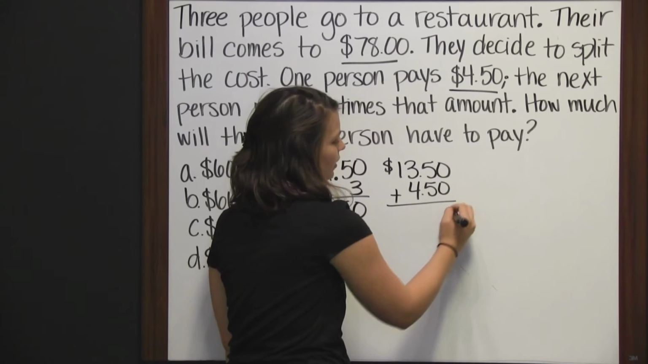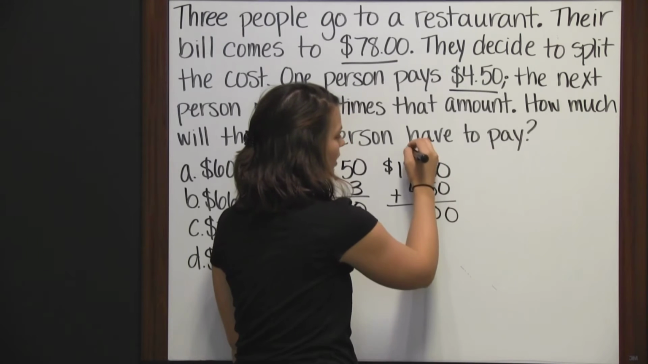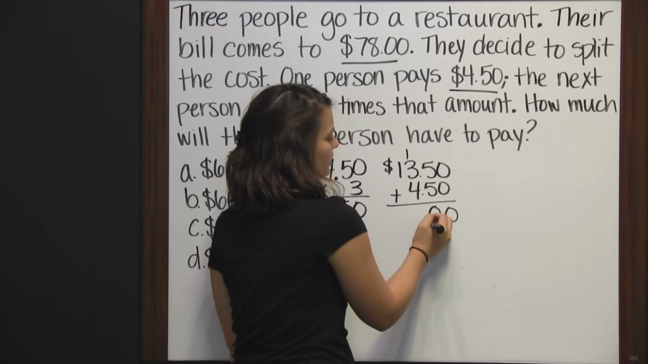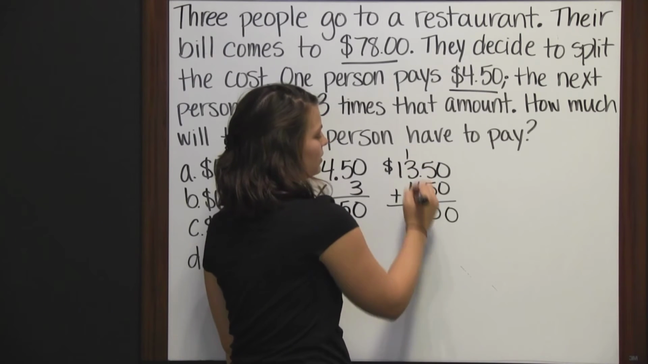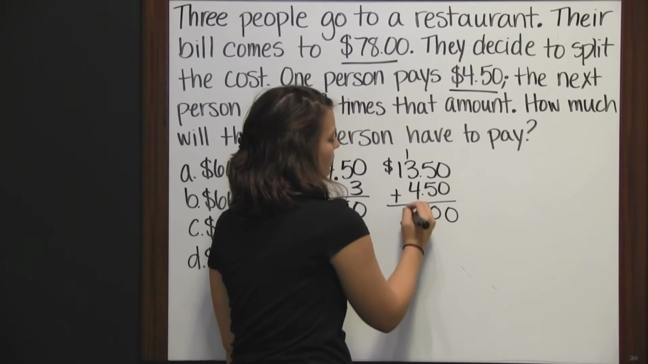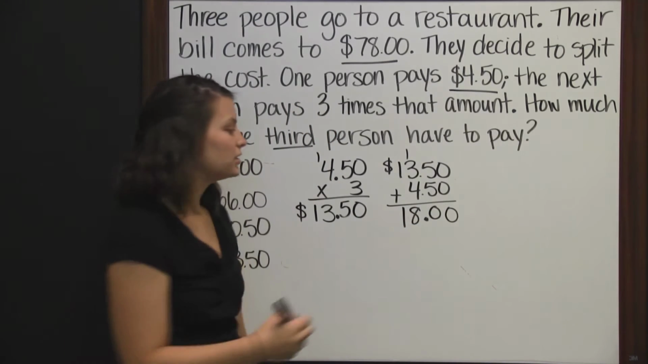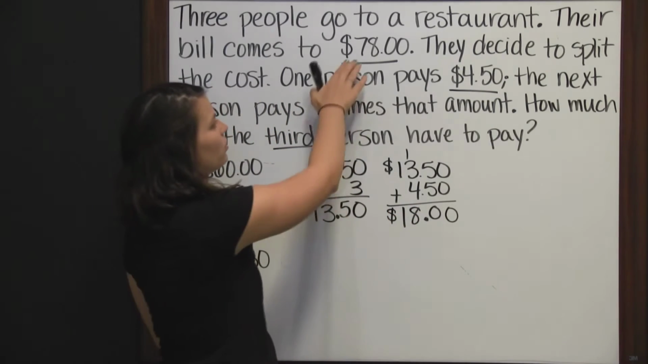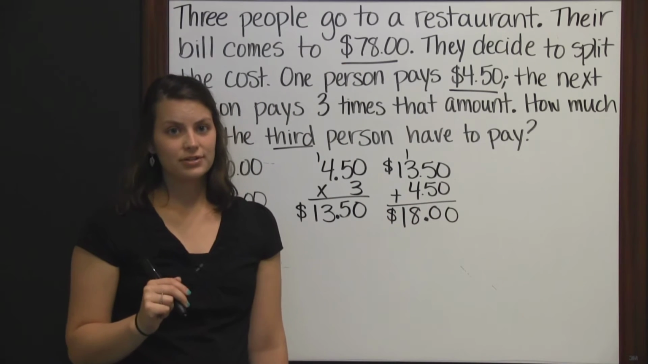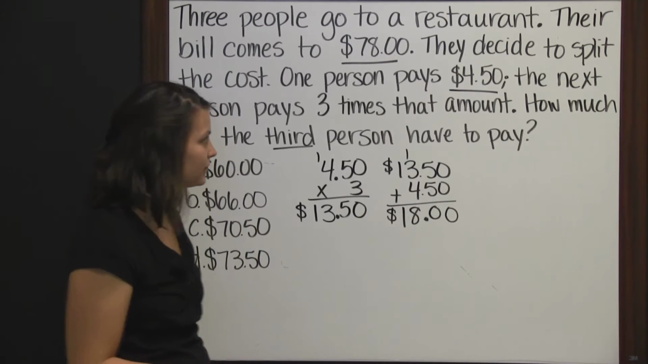0 plus 0 is 0. 5 plus 5 is 10. So write the 0, carry the 1. Bring down the decimal to the answer. 4 plus 3 is 7, plus 1 is 8. And then we bring down that 1. So the first 2 people paid a total of $18.00 and the total bill was $78.00. So how much was left for the third person?